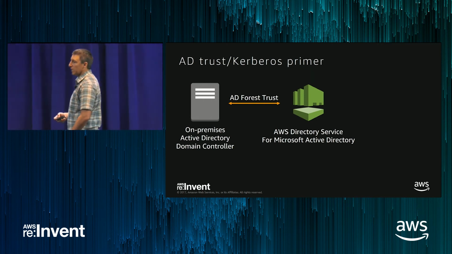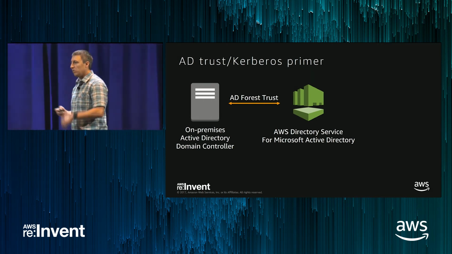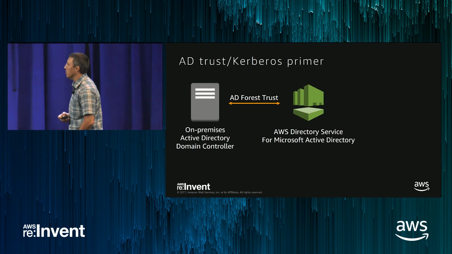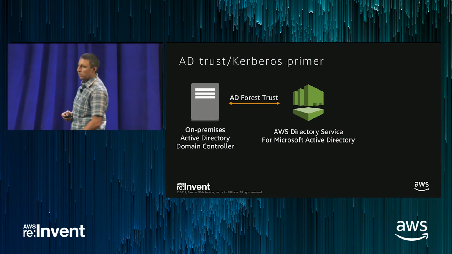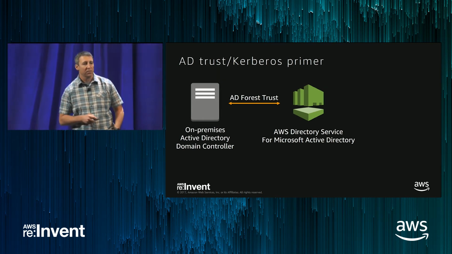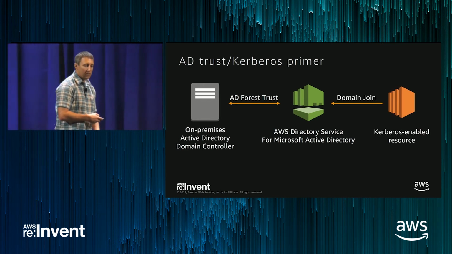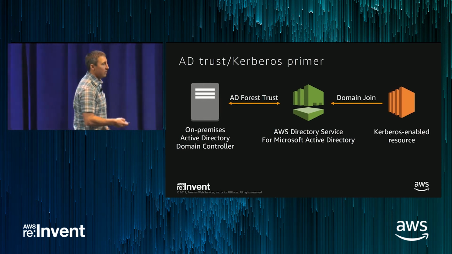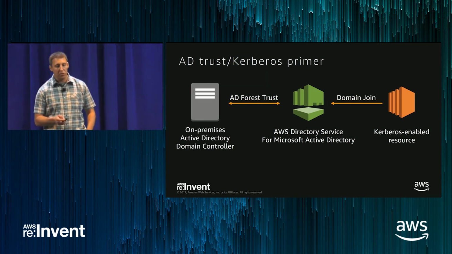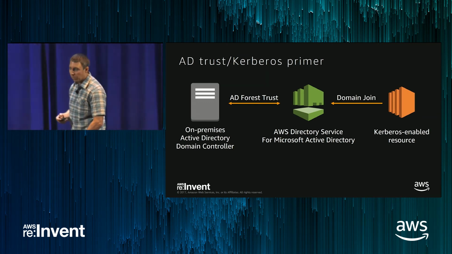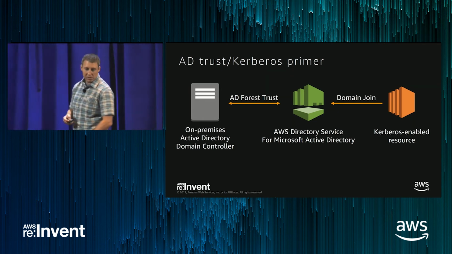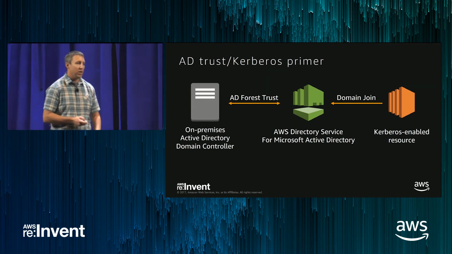We're going to pre-establish that mechanism of trust. In this case, our trust is going to come in the form of an AD Forest trust. This is a standard Microsoft technology that's been in play for years. And we're going to use that trust to essentially take Kerberos-enabled resources and domain join them through AWS Managed Microsoft AD back through to your backend or your on-prem domain controller.